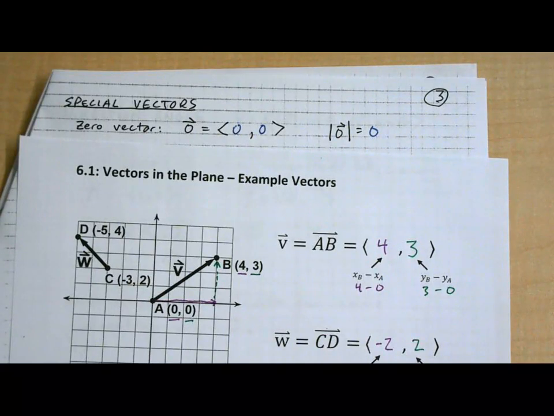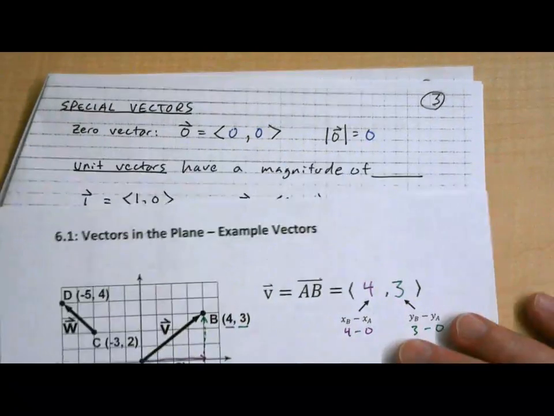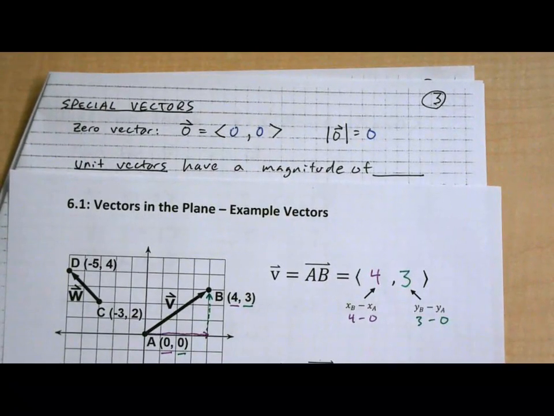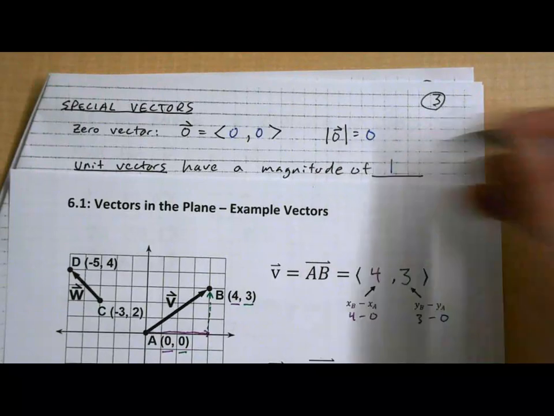So what do you think is going to be special about unit vectors? What about 1? Well, it can't equal 1. Remember, a vector cannot equal a scalar. 1's a scalar. The magnitude equals 1? You think that's what it would be? The size of the thing equals 1? That seems reasonable. Yes. So unit vectors are vectors that have a magnitude of 1.